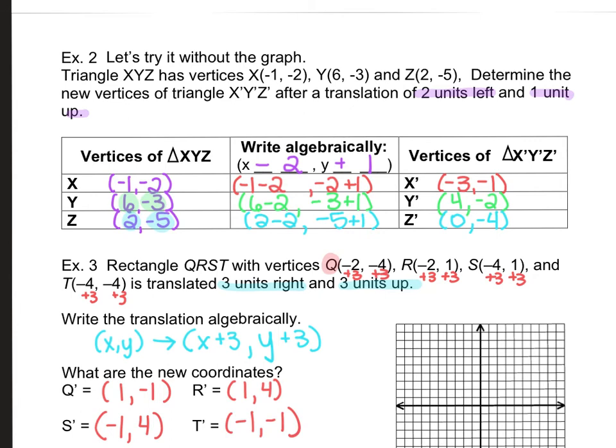So again, if you needed to plot it on the graph, go ahead and do that. You just might not always be provided with a graph, so you need to know how to do it algebraically as well.